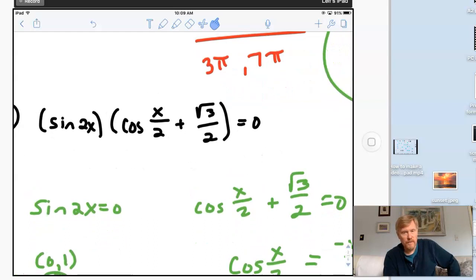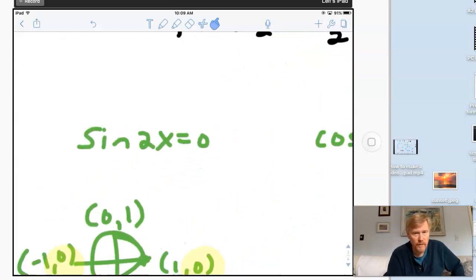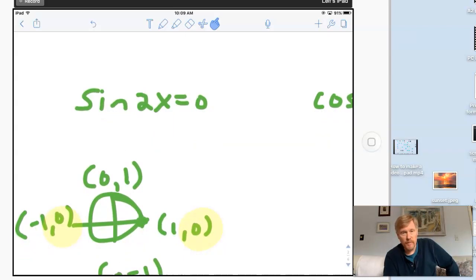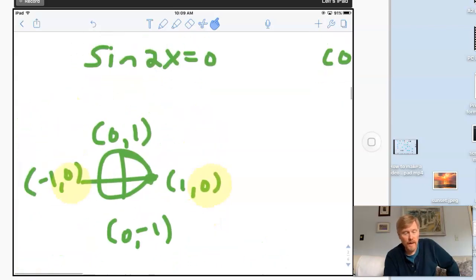So sine of 2x equals 0, let's start with that over here. If I take that one, something being 0, that's corner angles. The sine, remember, is the y coordinate. So if I look at these, there's two of them, right? Either at 0 or at 180 degrees. 180 degrees is pi units. So I got 0 or pi.